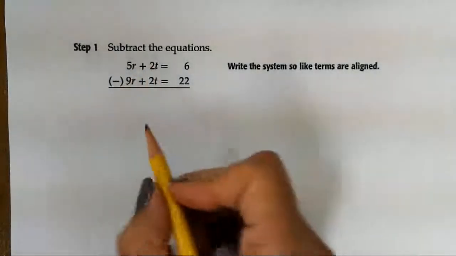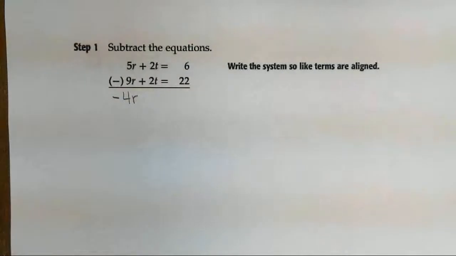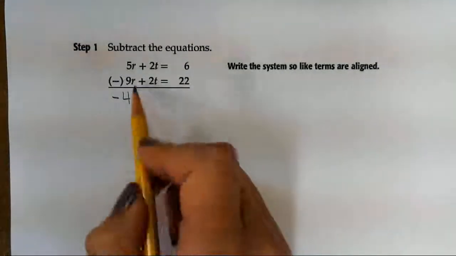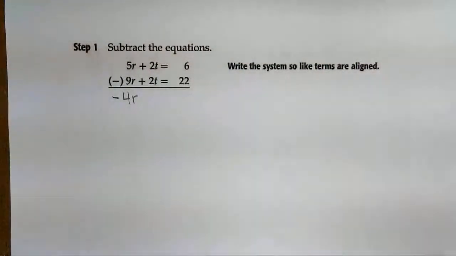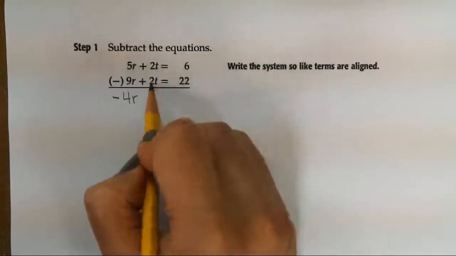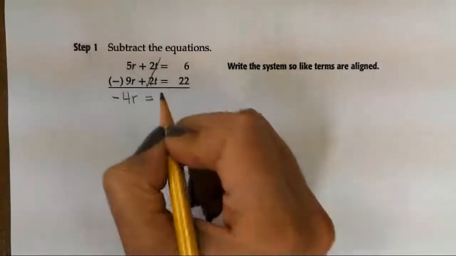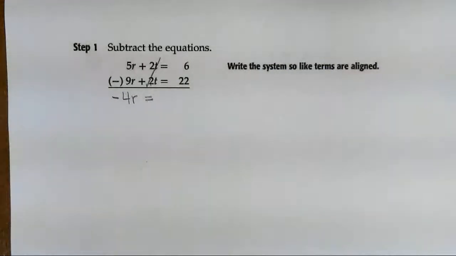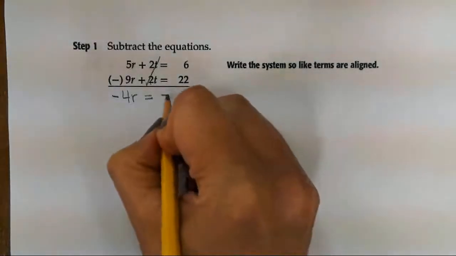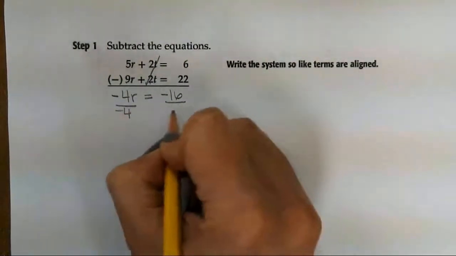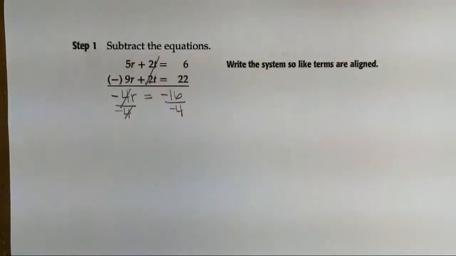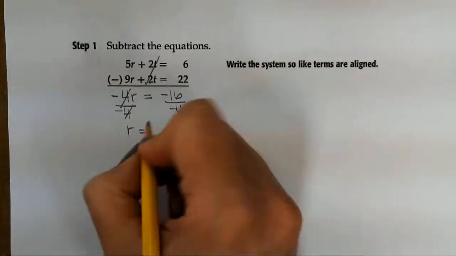Now I have 5 minus 9, which is going to give me a negative 4. And when you see these different variables, by the way, it's the same thing. You're still solving it the same, so don't get too confused by that. Now 2 minus 2 cancels out. And then we're going to do our next one, and you have 6 minus 22, and that gives us negative 16. Divide both sides by your negative 4, and you have r is equal to positive 4.